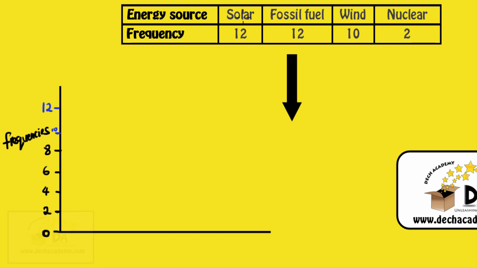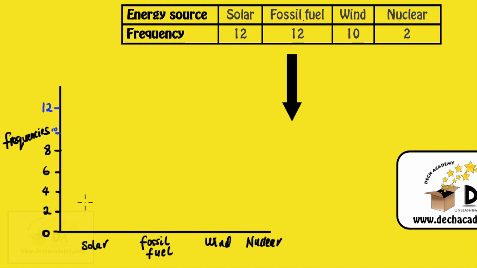And how many categories do I have? 1, 2, 3, and 4. You can easily identify categories by the groups, well-defined subsets that have frequencies. So one is for solar. I'm going to have a bar representing solar, another one representing fossil fuel, another one representing wind-based energy sources, and another one representing nuclear-based energy sources.